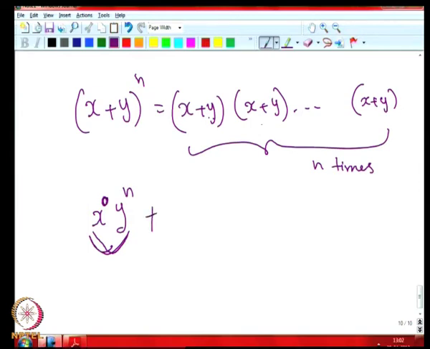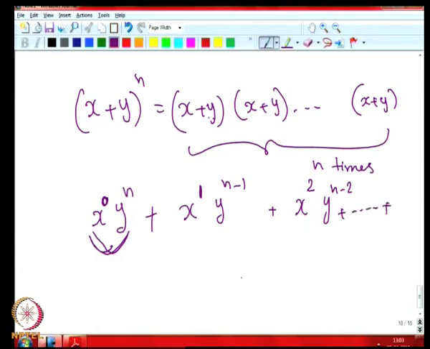Now, suppose one of these things contributes x and the remaining things contribute y. This is this kind of term. Now, 2 of these things contribute x and the remaining things contribute y. This is this kind of thing, x square y raised to n minus 2, and so on, right.